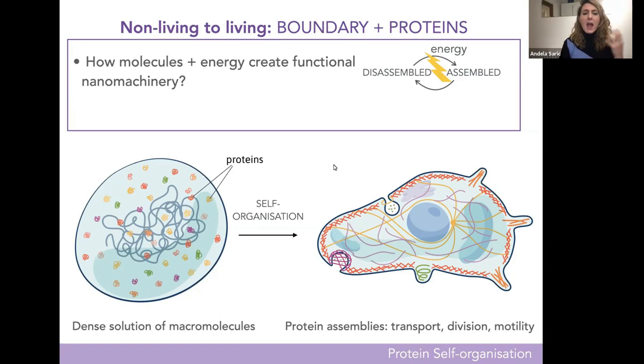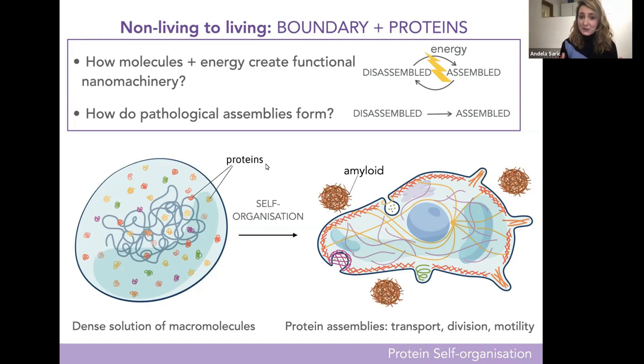In fact, we know when protein assembly in the cell occurs without energy input, severe pathologies can develop. A good example are amyloid aggregates, which assemble without any energy input and then never go back and can cause problems. So these are general questions that motivate us in our research.